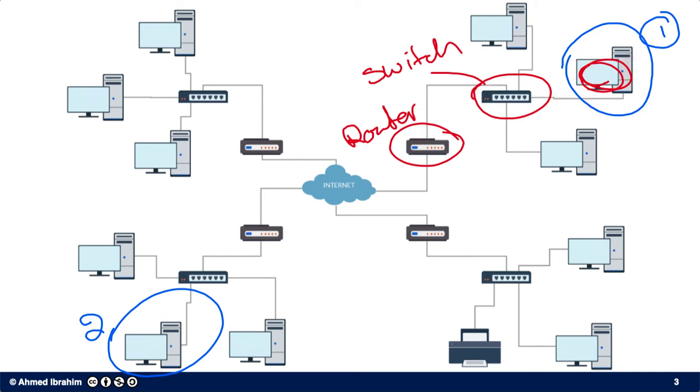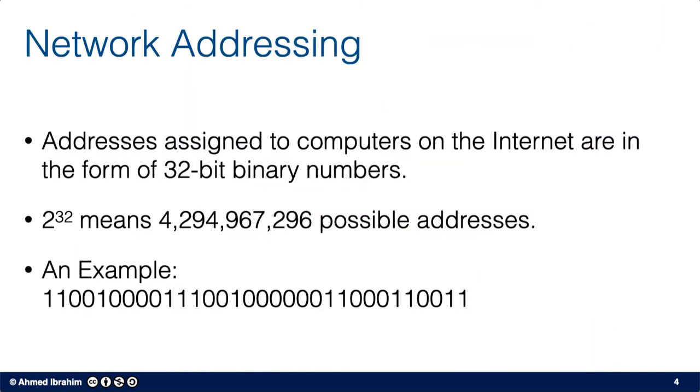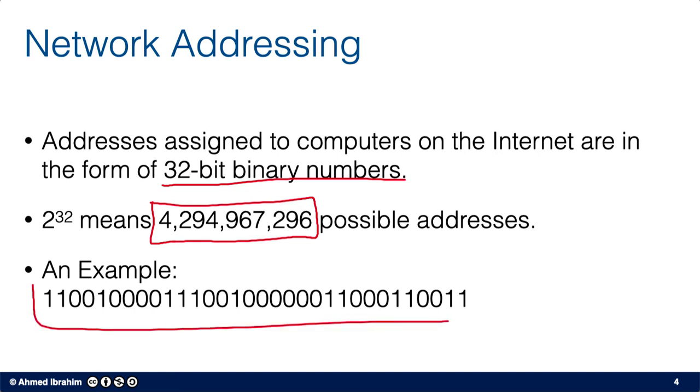But in order to do that, each of these communicating computers over that network must have something called a network address. Think of a network address like your cell phone number. Network addresses are assigned to computers on the internet in the form of 32-bit binary numbers. This means that we have a total of 4 billion possible addresses. An example of a network address is shown to you over here in its plain 32-bit binary representation.